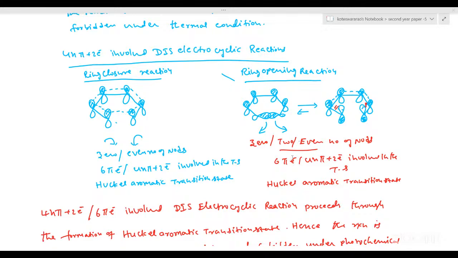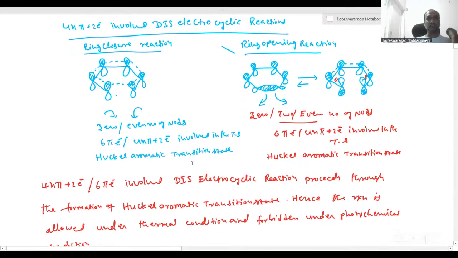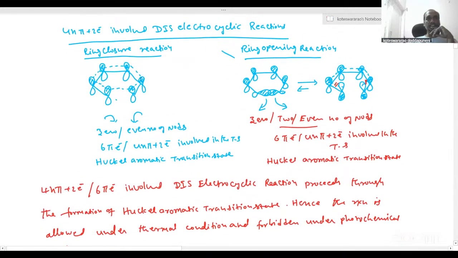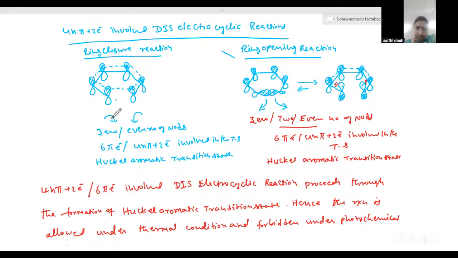Yesterday I gave this as your practice. In this electrocyclization, the ring closure reaction, this is the transition state involved. In the disrotatory electrocyclization, at the first end it is undergoing clockwise rotation, and at the second end it is undergoing anti-clockwise rotation.